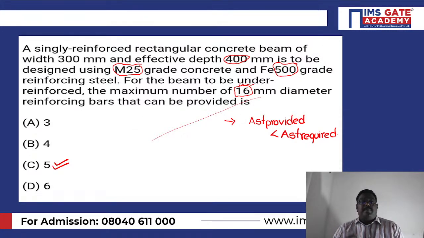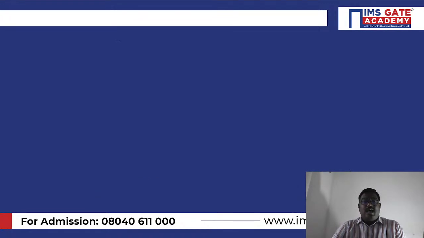So I just want to summarize this question, my dear students. A singly reinforced concrete beam of width 300 mm and effective depth 400 mm is designed using M25 concrete and Fe 500 grade of steel. For a beam to be under reinforced, calculate the maximum number of 16 mm dia bars. This is the question they have asked you. Now, whenever these kinds of questions are given, I want to tell you some important points by which any problem can be solved, my dear students. So the first condition is to calculate the limiting area of steel.